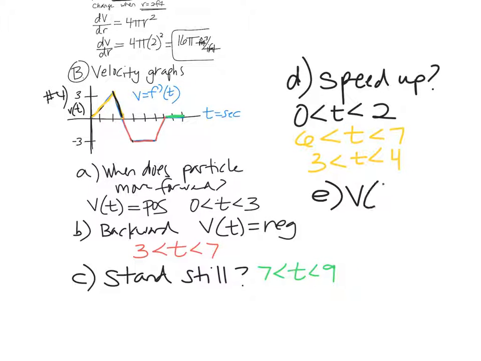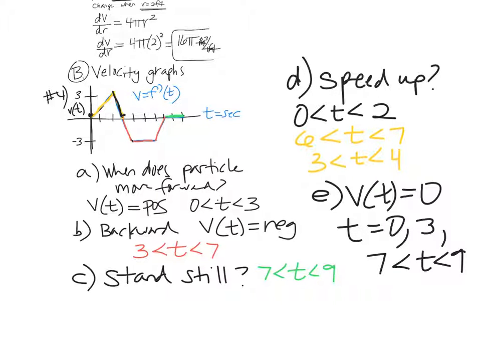When is the velocity equal to 0? When does the velocity equal 0? It equals 0 at 0, also at 3, right? Velocity is 0 at 3, and then from 7 to 9. Velocity is 0.